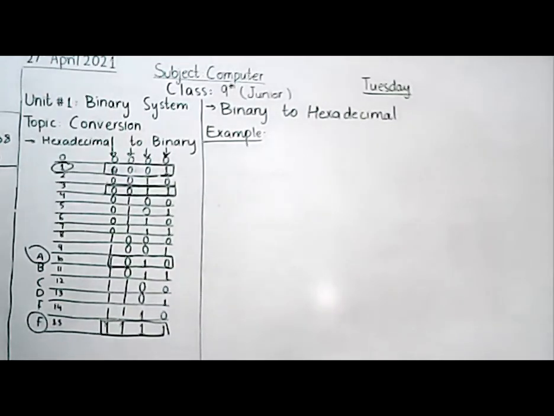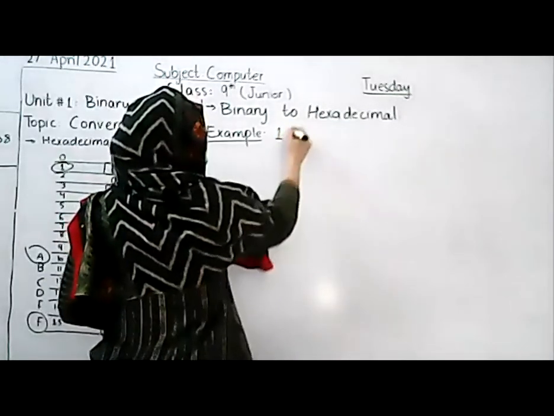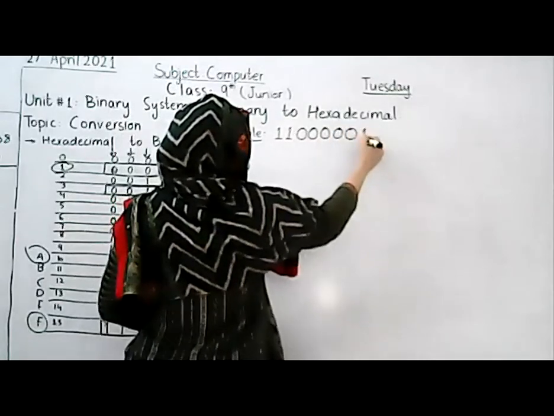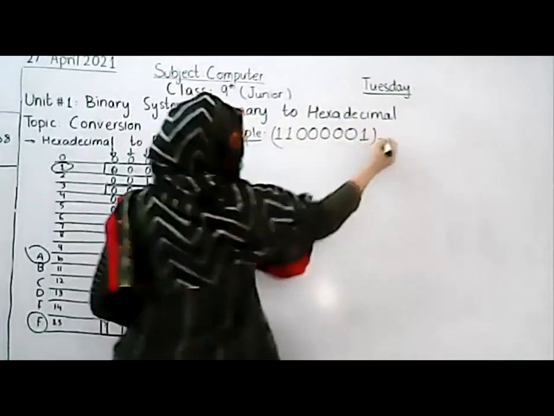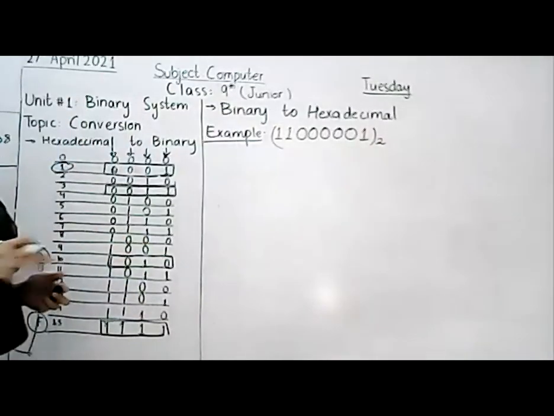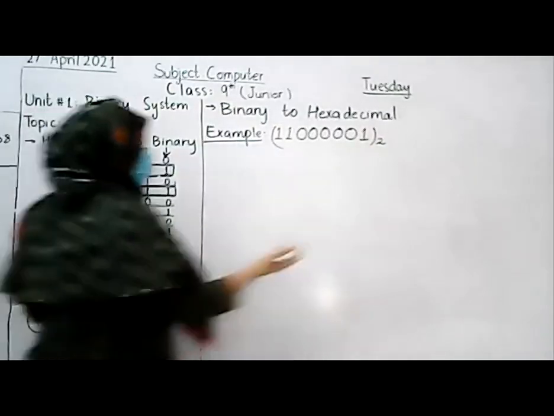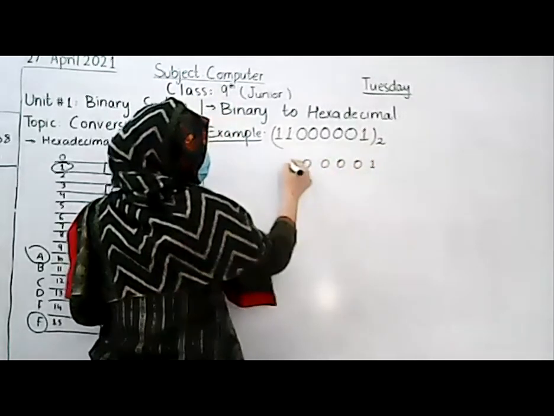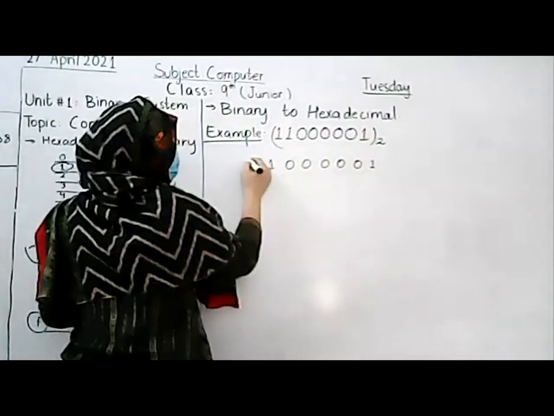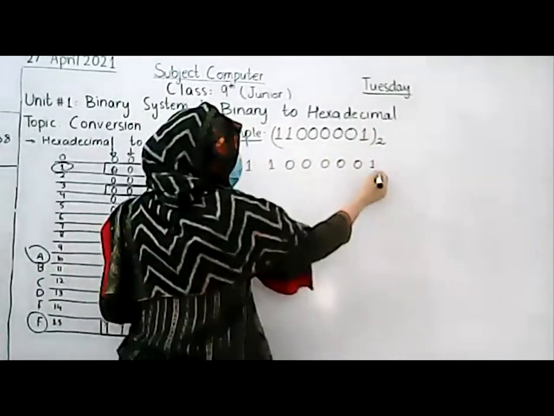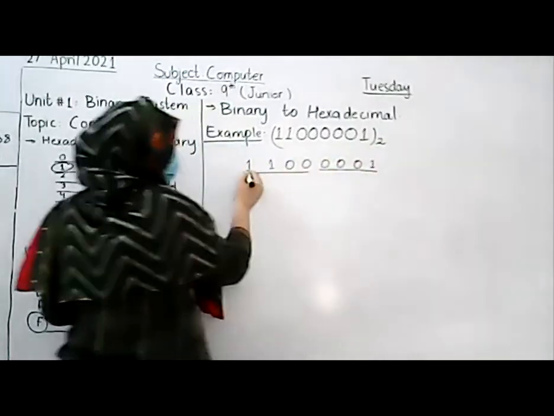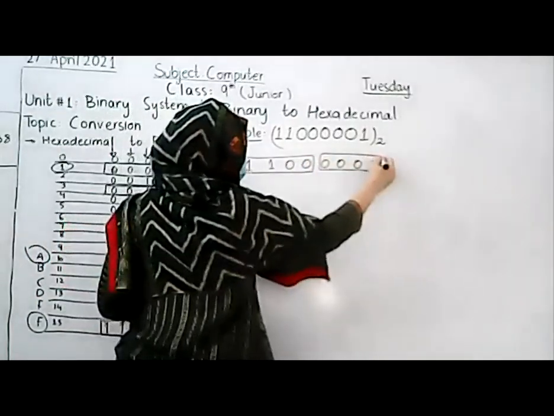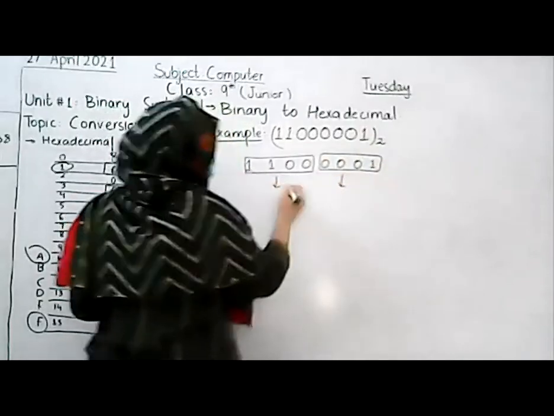So we will go for another example. 1, 1, 0, 0, 0, 0, 0, 1. It is a binary number and we have to convert it into a hexadecimal number. Okay. Now we have to make the pairs of 4. So here are 2 pairs of 4 digits. Now we will go for their value in the table.